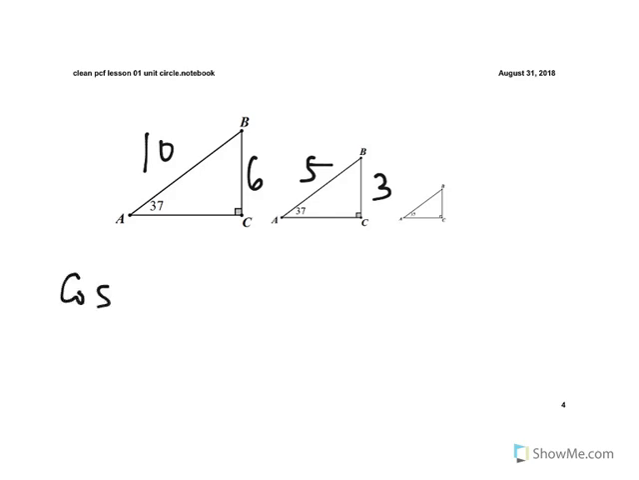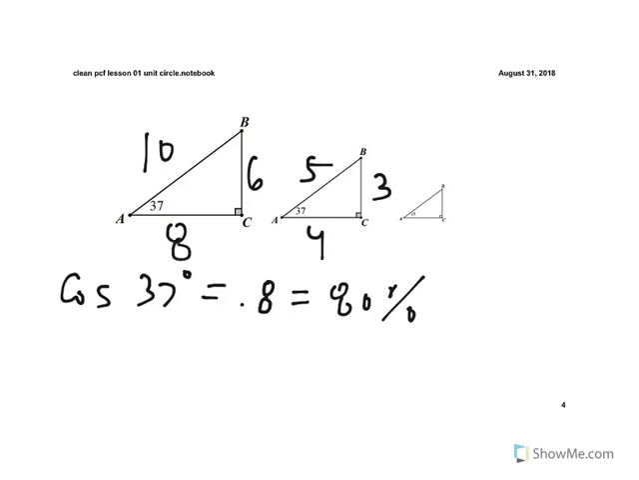There's also a concept called cosine. And cosine of 37 is 0.8. Cosine tells you the ratio between the adjacent and the hypotenuse, or I'll just say 80%. The adjacent is 80% as big as the hypotenuse in a 37-90 triangle. So this would be 8. This would be 4. And in this little tiny triangle, if the hypotenuse is 1, this will be 0.6, and this will be 0.8.